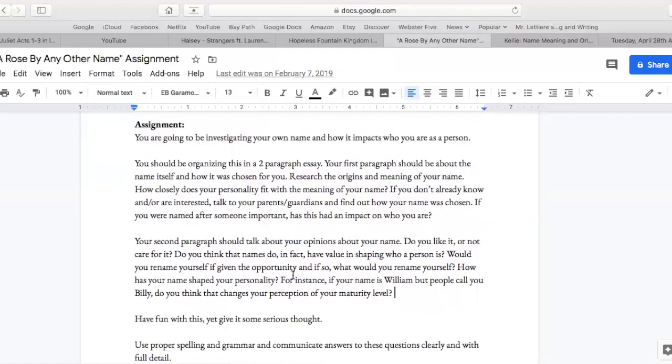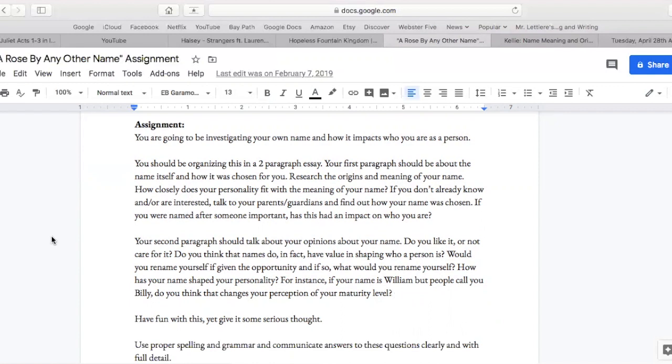Second paragraph, opinions on my name. So I suppose I was kind of answering these questions more. But do I like or care for my name? Now I like it. Do you think that names do, in fact, have a value in shaping who I am as a person? That's, I guess, an opinion.